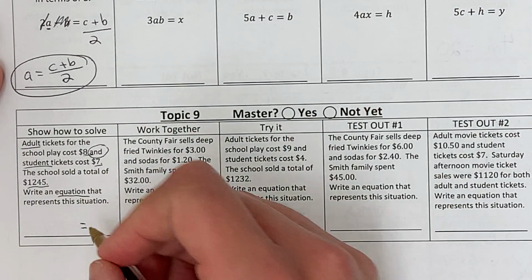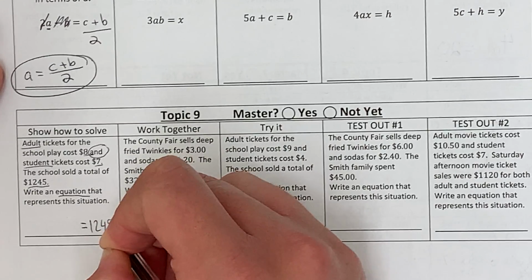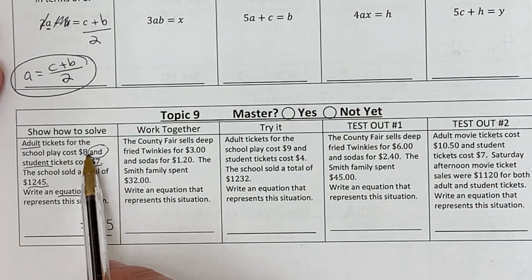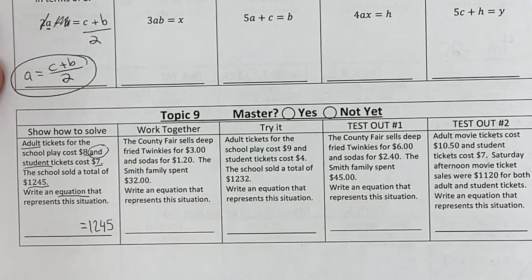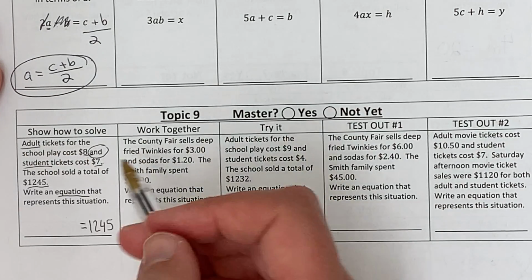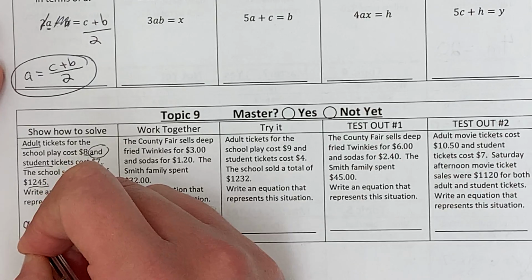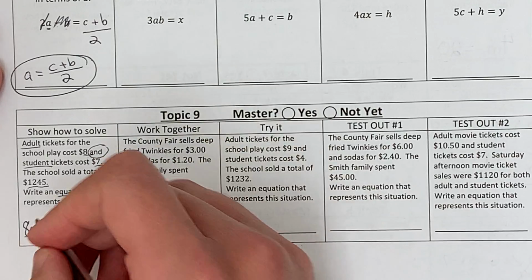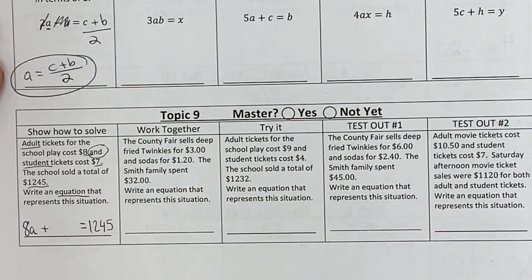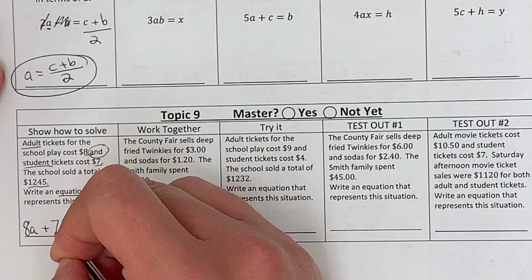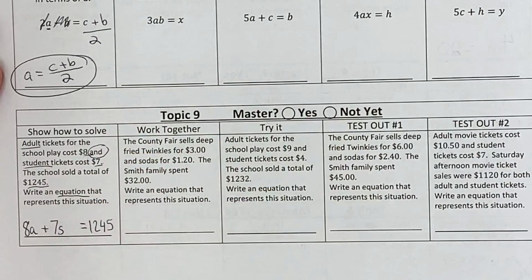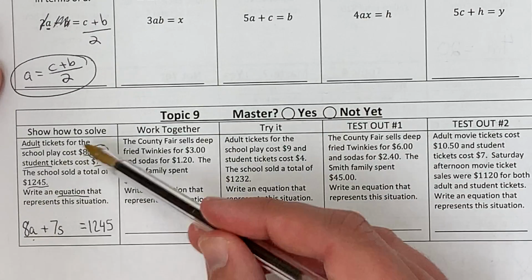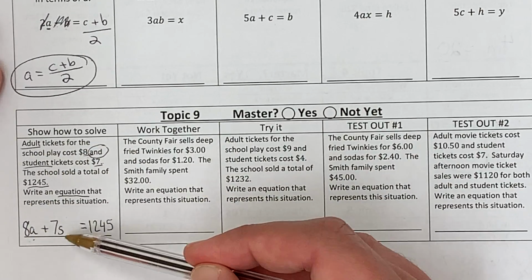I've got our total, $12.45, so I'm gonna plug that in. I know I've got 8 and 7. 8 means adult tickets, right? I don't know the number of adult tickets. So there's gonna be our first variable. I'll use A. So we're gonna use 8 times A, 8 times the number of adult tickets, and there's our plus sign, 7 times the number of student tickets. I'll use S to represent that. And then there we go. So this one's got two variables, adult tickets and student tickets.